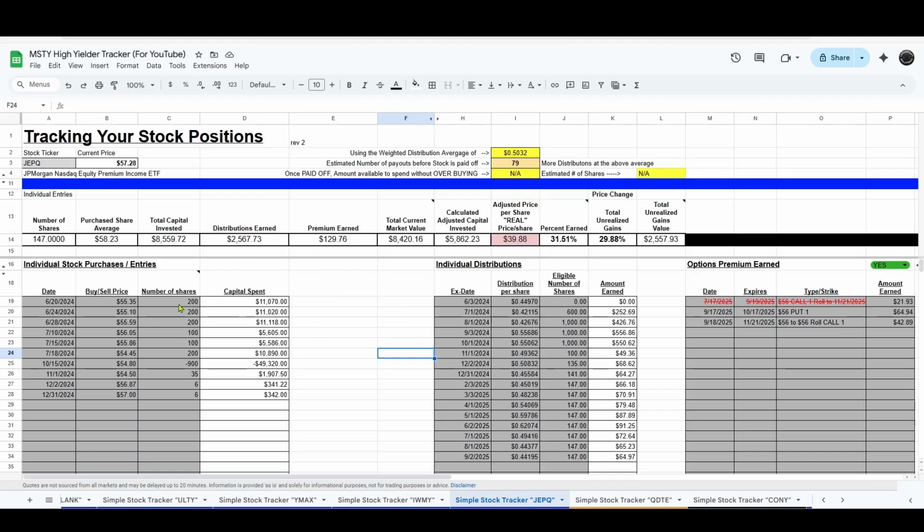As you can see right here, I originally had 1,000 shares of JEPQ. How many do I have now? 147. Why is that? Well, because right here, you see, I got scared, right? I got scared and I sold 900 shares. That left me with 100 shares, right? I sold those 900 shares at a slight loss, right? Because I hadn't earned back enough distributions to account for the price difference that I was selling at versus my purchase price per share up here, okay?